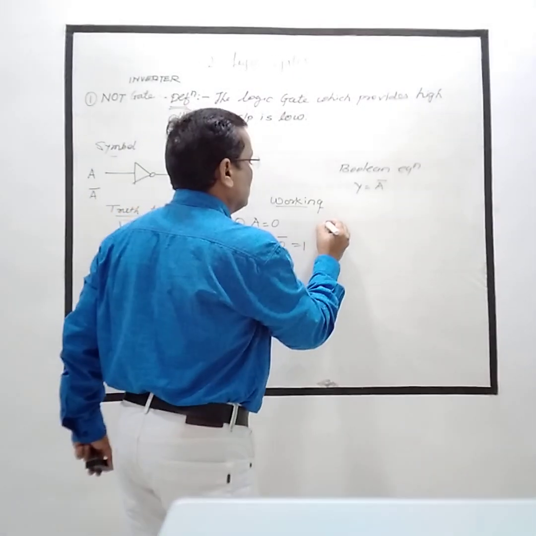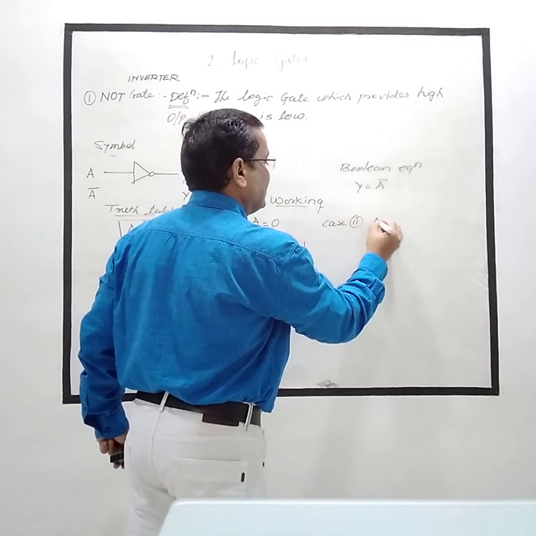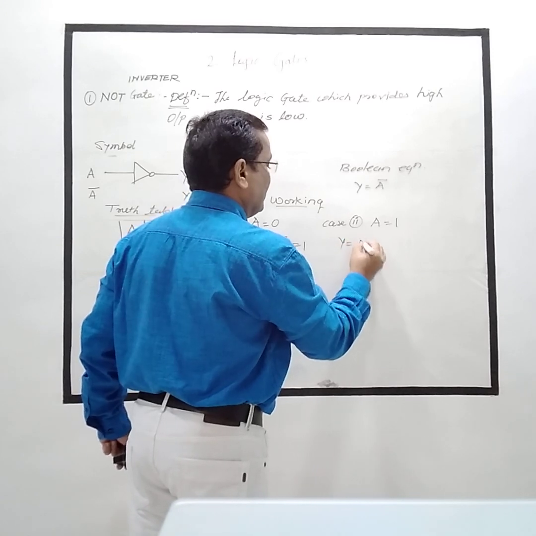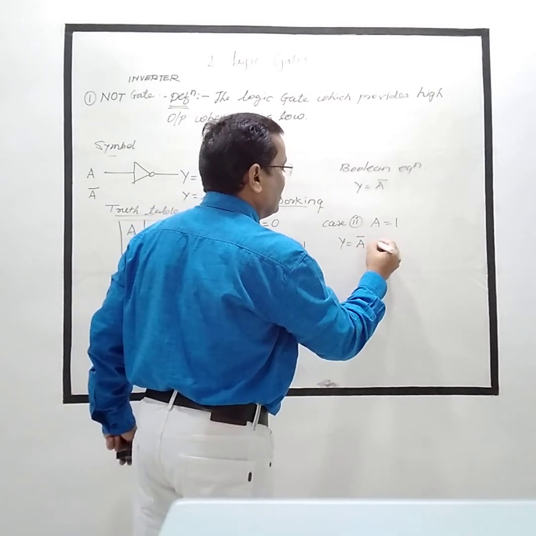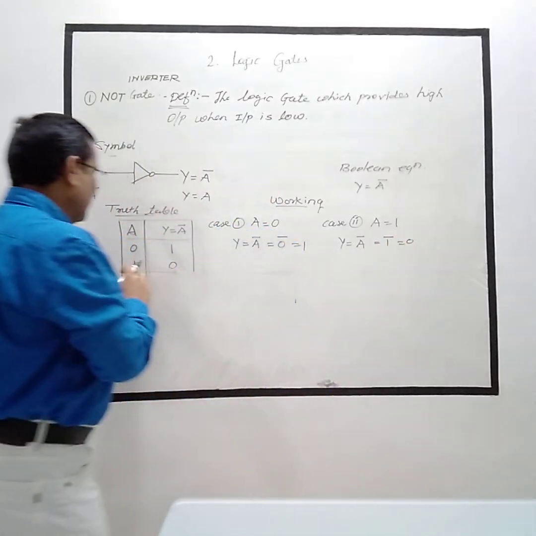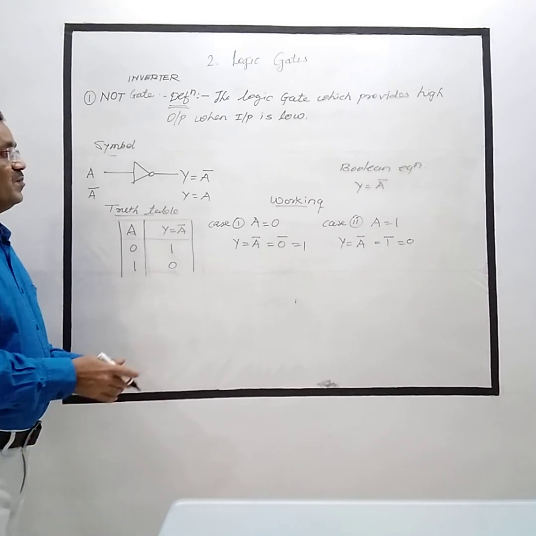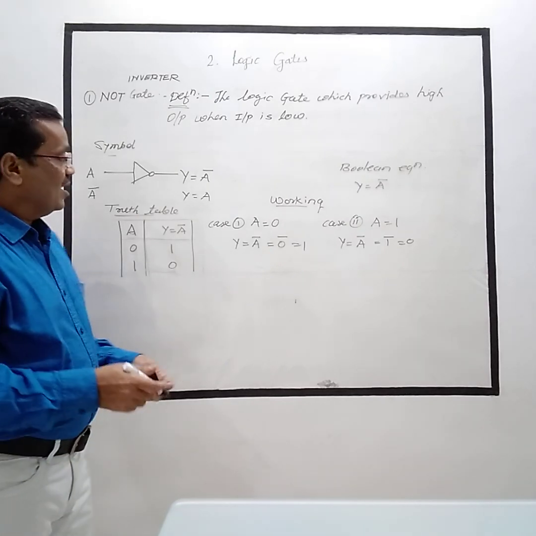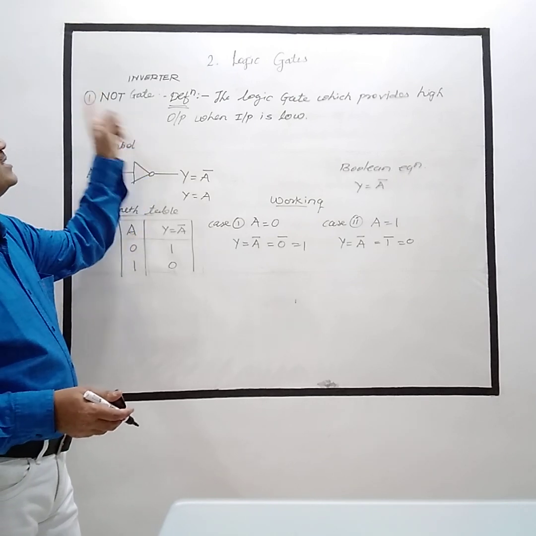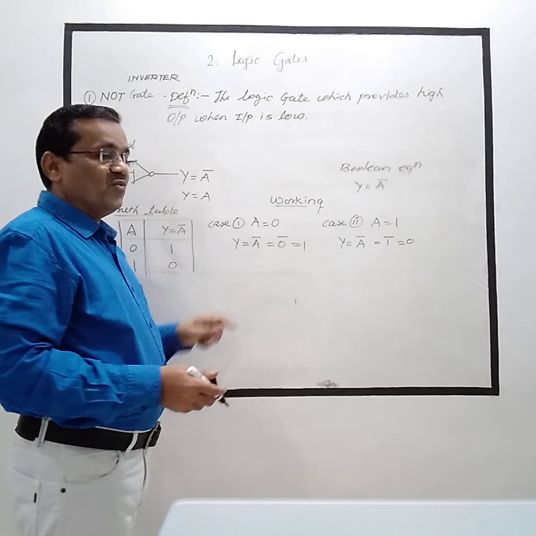And case 2, as A is equal to 1, then by the Boolean equation A complement, that is 1's complement, is 0. That means when A is equal to 1, output is 0. In this way, this NOT gate acts as an inverter.